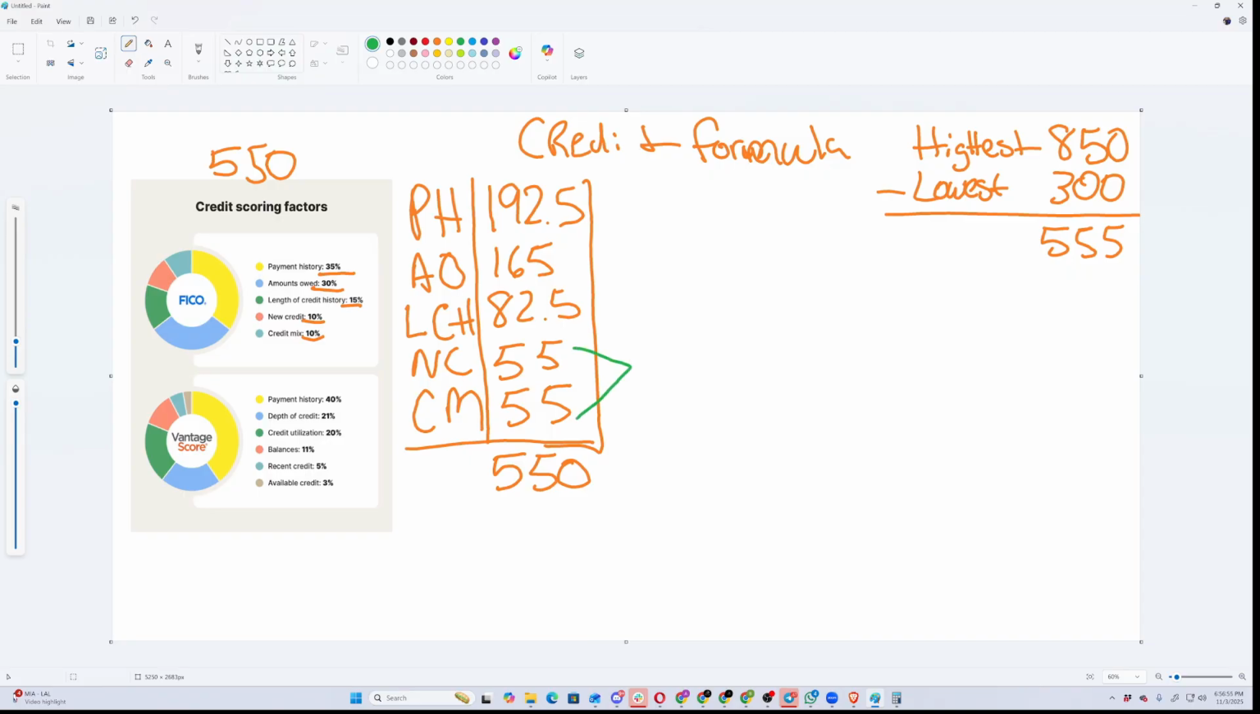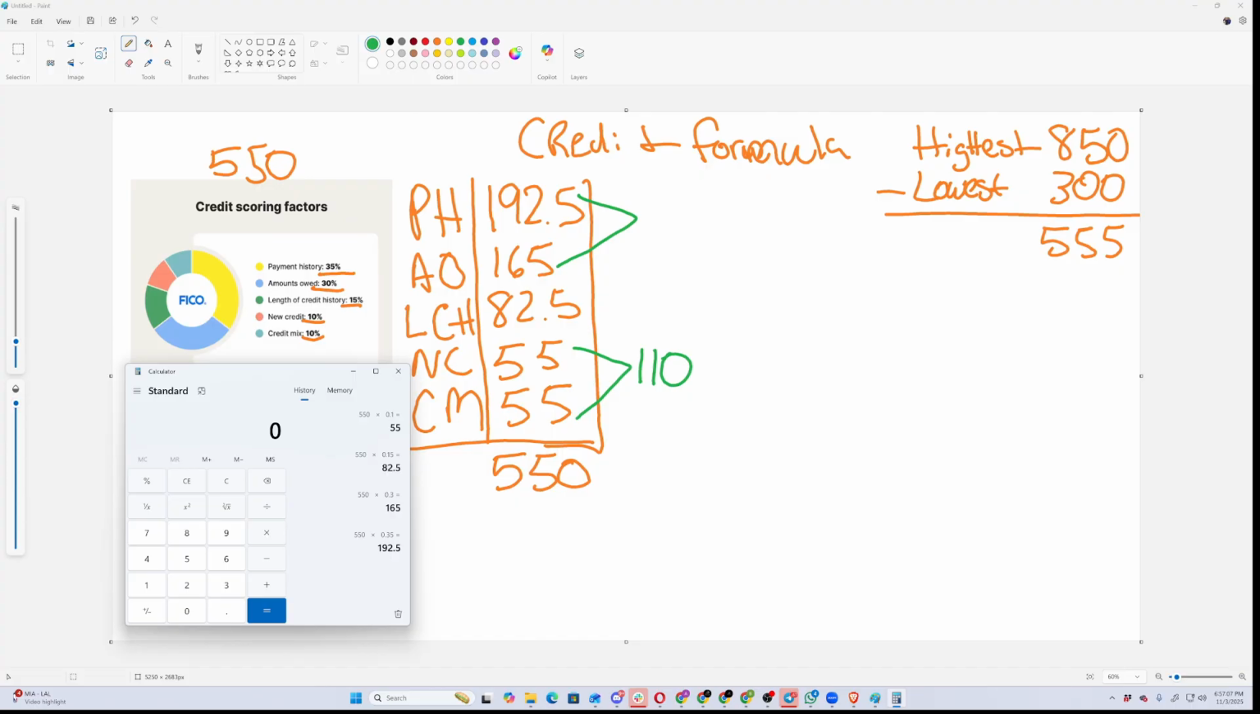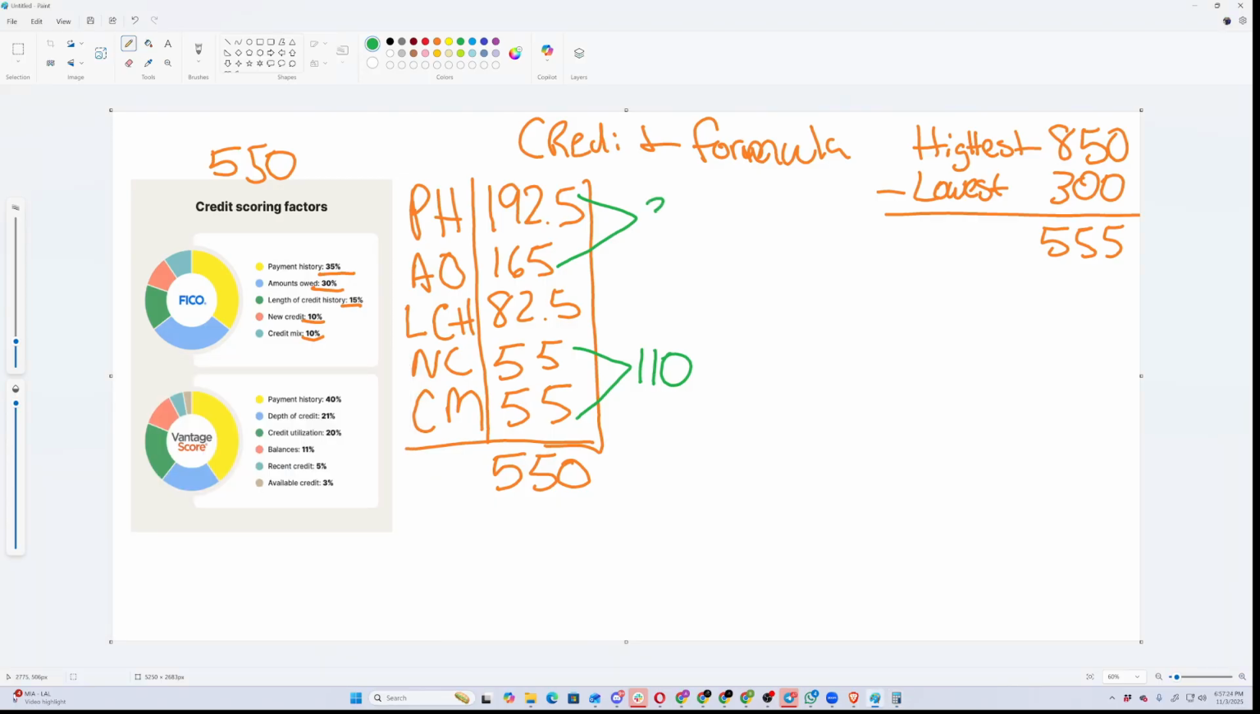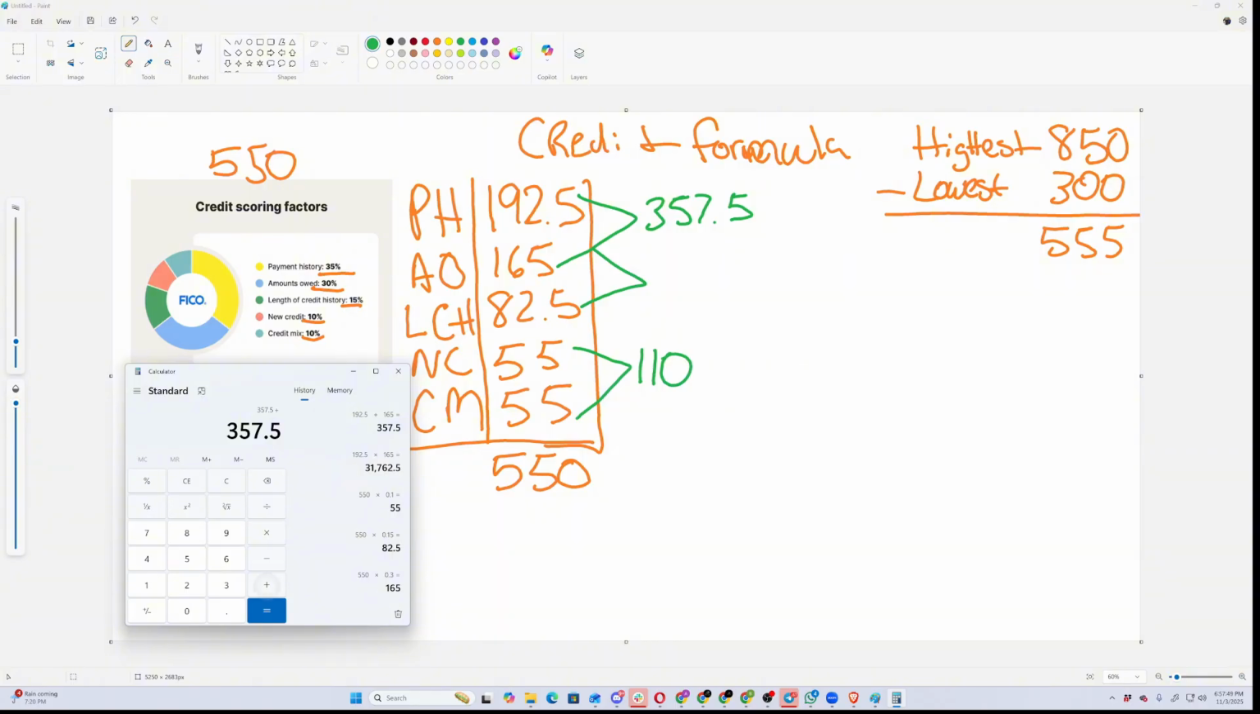These two boxes over here equal 110 points. These two boxes over here, which are your payment history and amount owed, equal how much? Let's add them together. 192.5 plus 165 equals 357.5. Then the length of credit history, this is your time. I'm going to add this piece into here, so this total is added in. Take that 357.5 plus 82.5, and that brings us to a total of 440.